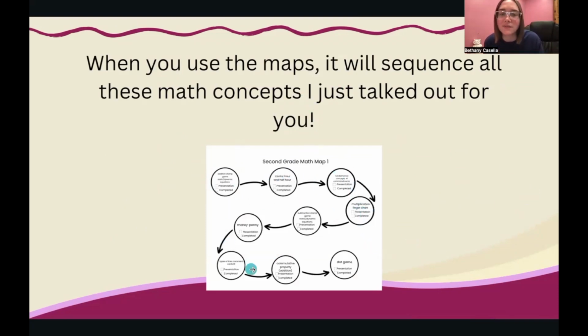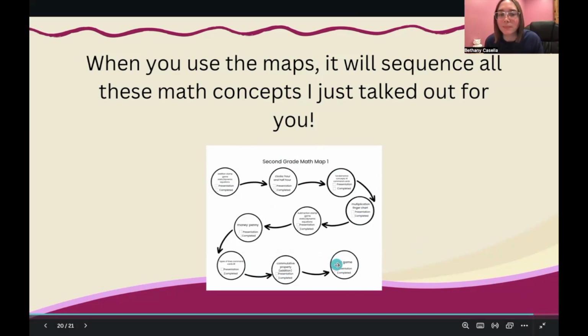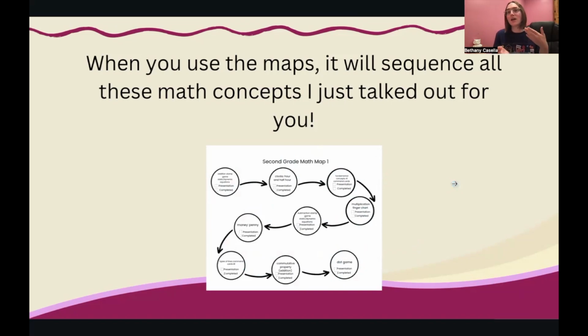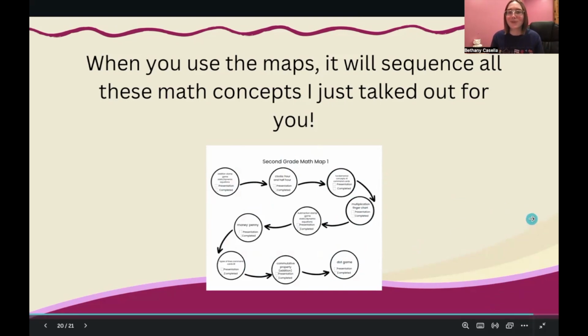And again, even if the kids get to the end of a map here and they want to go back and do something they've already seen, they're welcome to do that as well. It's a great way to review concepts, or if the students just like a work very much, then they will like to go through that.